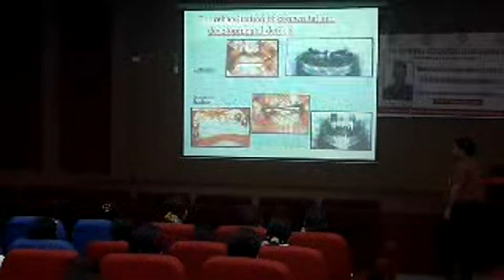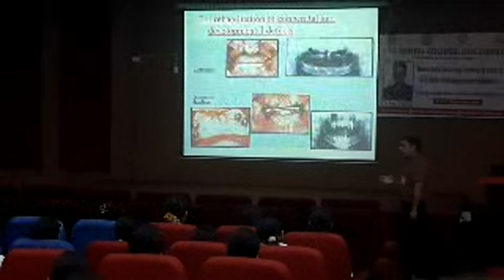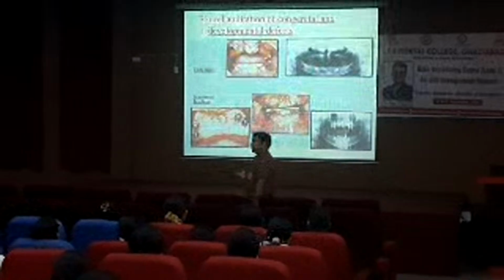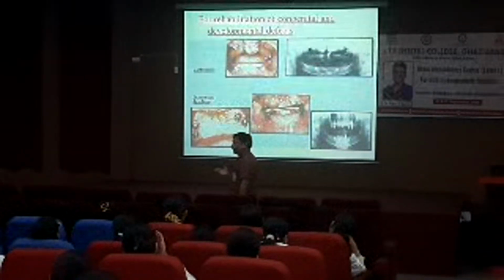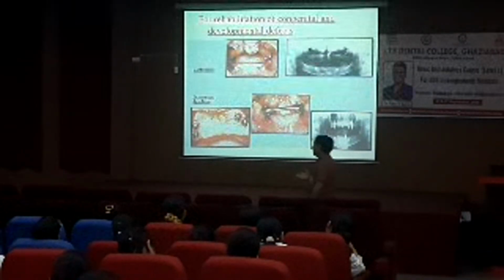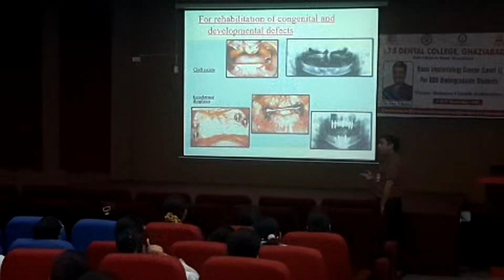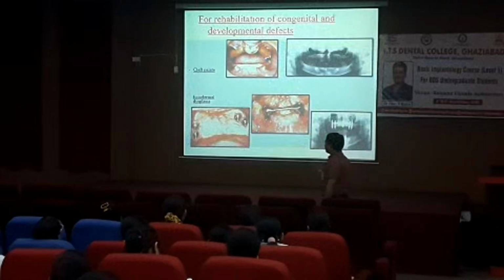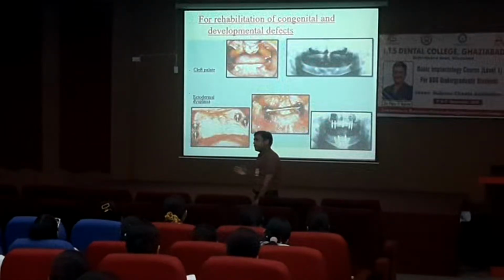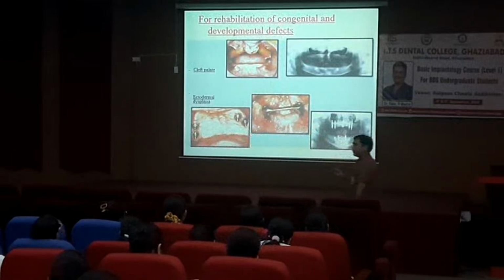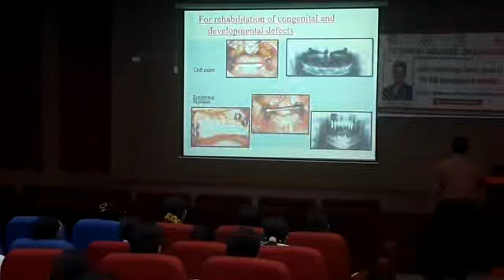Then for the rehabilitation of the congenital developmental defect, I think everybody knows about the cleft lip and palate. In the cleft lip and palate, the bone quality is not good. There are some missing teeth, especially the canines. If it is an alveolar defect also, then in these particular type of cases we can rehabilitate with the help of implants. Second is ectodermal dysplasia. In ectodermal dysplasia again either there is oligodontia or anodontia. In these cases we have to rehabilitate with the help of implant as a fixed prosthesis.